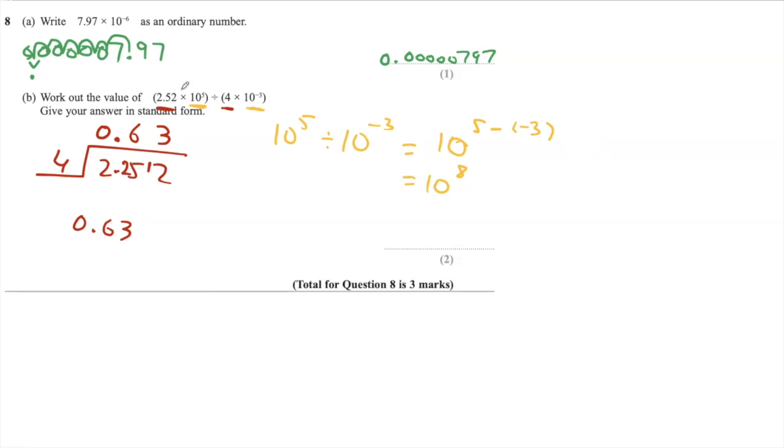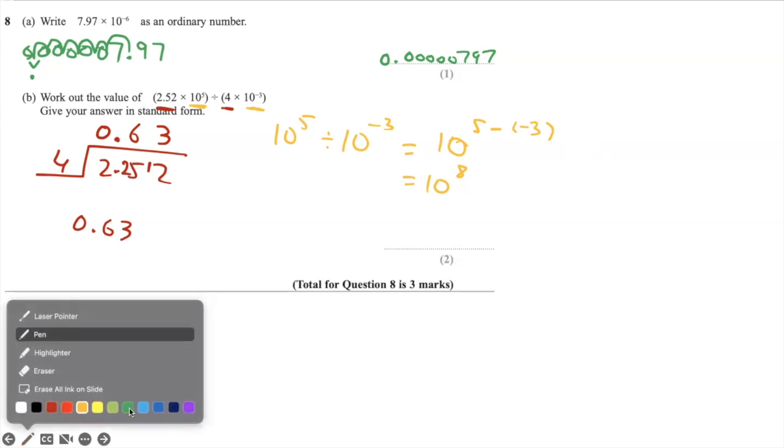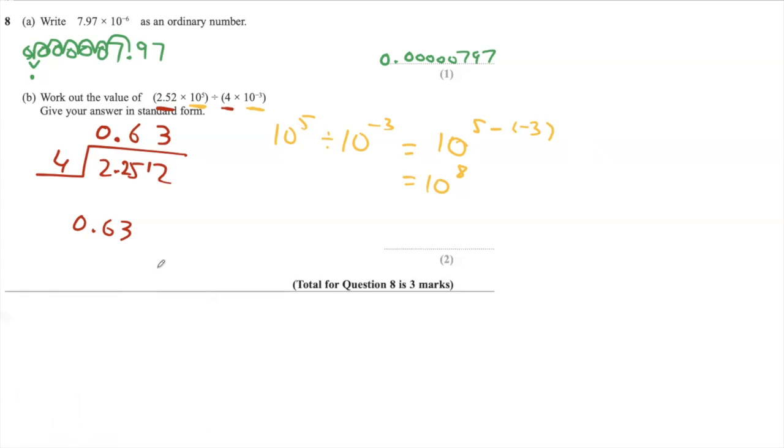All right, so 2.52 divided by 4 gives us 0.63, and 10 to the 5 divided by 10 to the negative 3 gives us 10 to the 8. So the result, not the final answer, is going to be 0.63 times 10 to the 8. Now, this is still not standard form because the decimal needs to be after a non-zero number. So this decimal needs to go here.